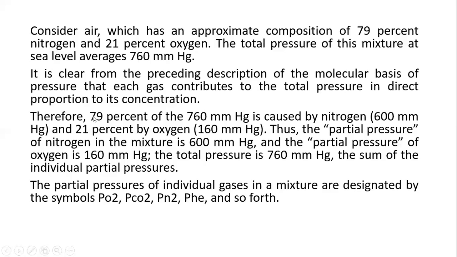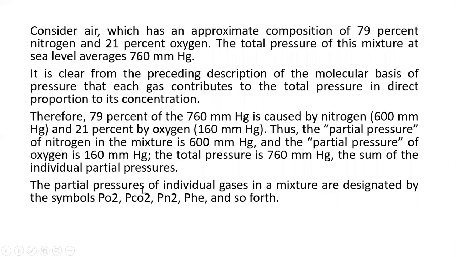Therefore, 79% of 760 mm mercury is caused by nitrogen, which equals 600 mm mercury, and 21% is caused by oxygen, which equals 160 mm mercury. Thus, the partial pressure of nitrogen in the mixture is 600 and the partial pressure of oxygen is 160 mm mercury. The total pressure is 760 mm mercury, the sum of the individual partial pressures.